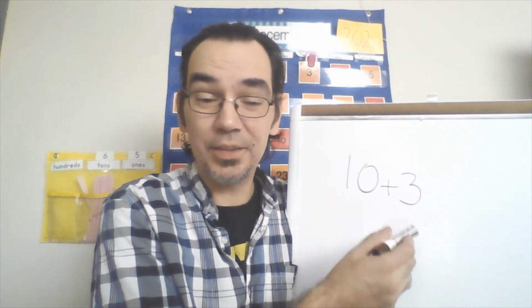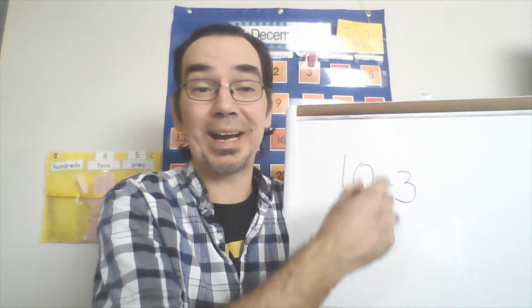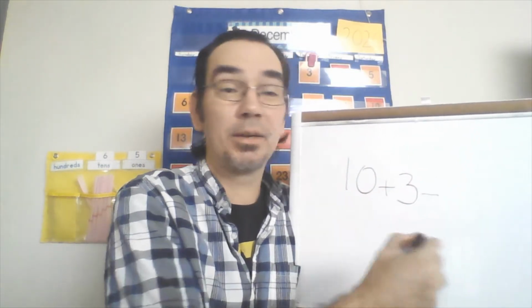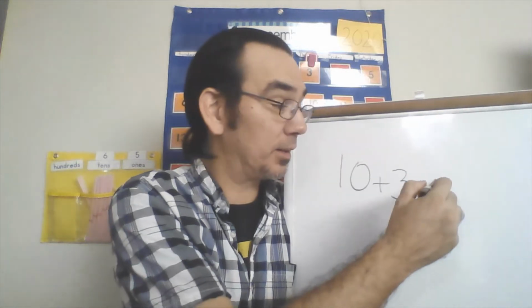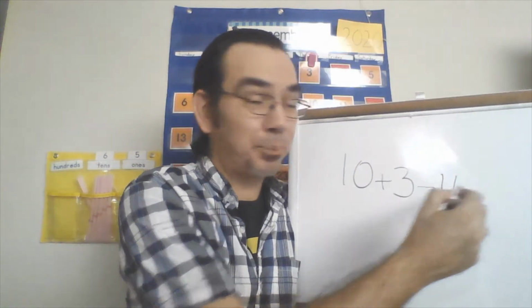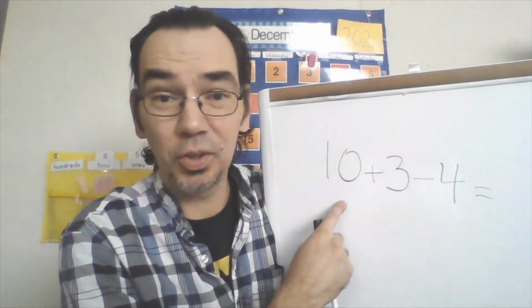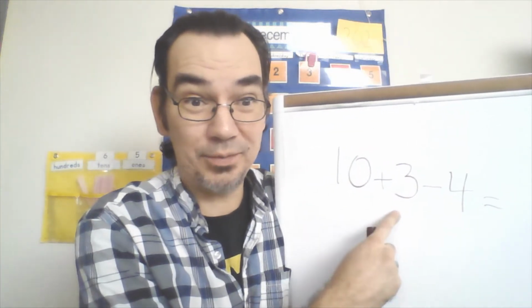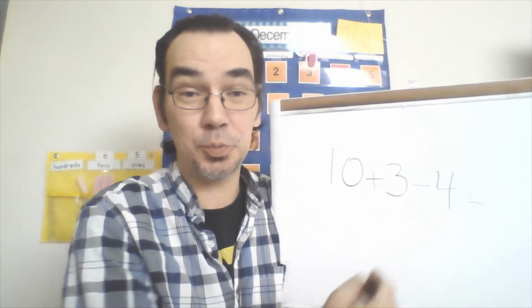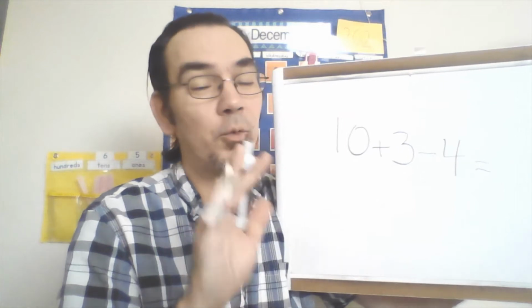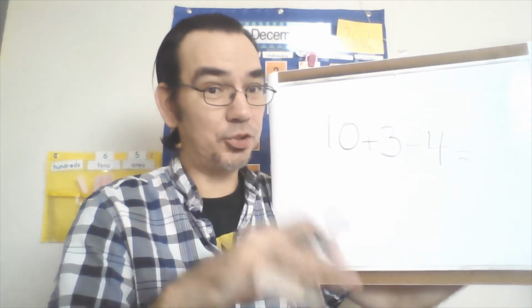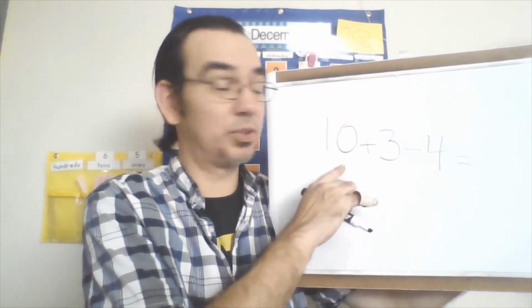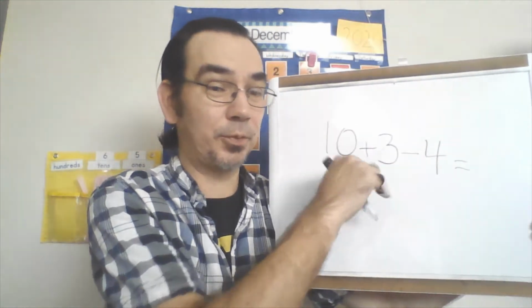Because it says, then 4 frogs jump out of the tree. If they're jumping out, we're subtracting. So this is what our problem looks like. We have adding 3 and then subtracting 4. Now, we can break it up and do each part individually. So first, let's take 10 plus 3. Let's take the first part.